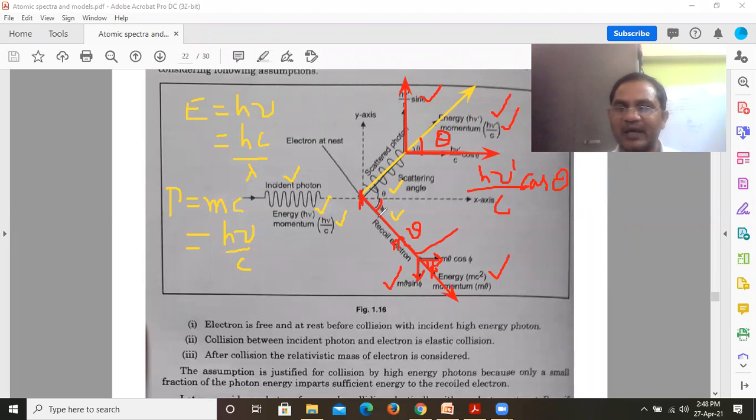The electron recoils through angle phi with momentum mv at an angle phi with the x-axis. The scattered photon is moving at an angle theta with the x-axis with frequency nu dash, with energy h nu dash, with momentum h nu dash by c, with wavelength lambda dash.